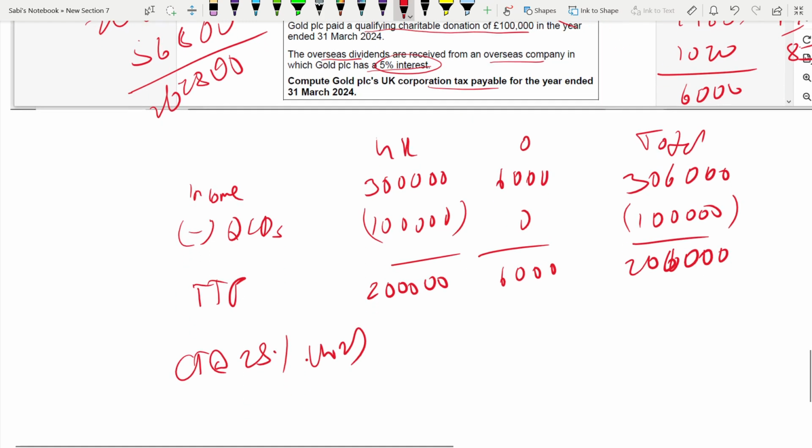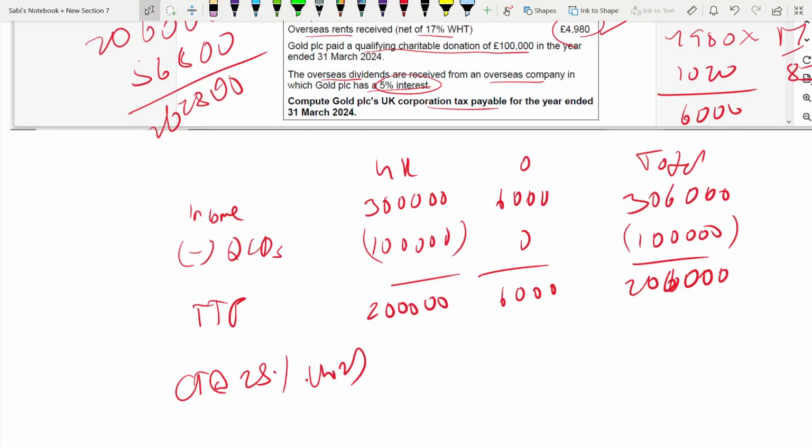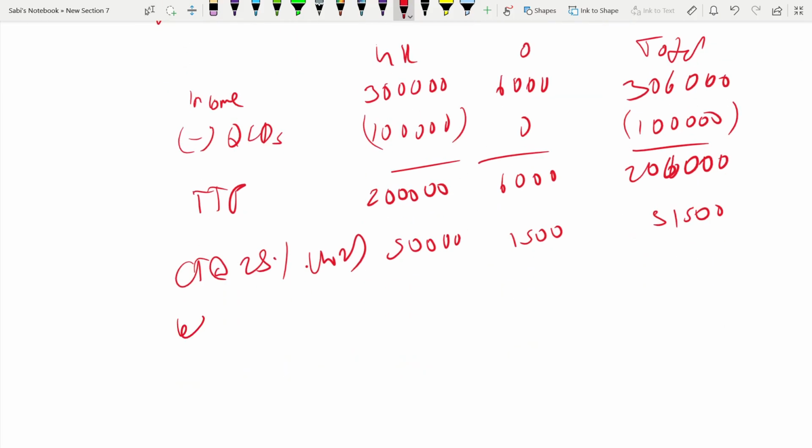So when you are applying 25% to 200,000 it is 50,000, and to 6,000 it is 1,500. Total 51,500. Now you see all the questions are of similar nature. You just have to understand the pattern. That's it. DTR, working 3.